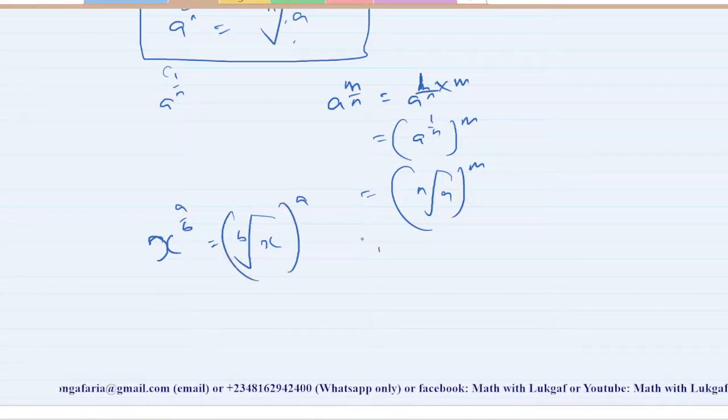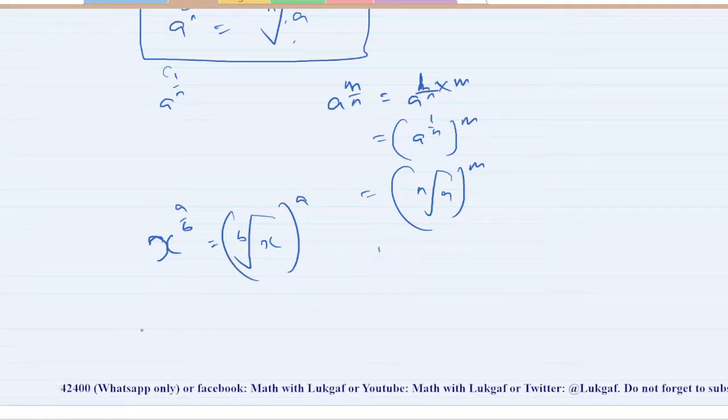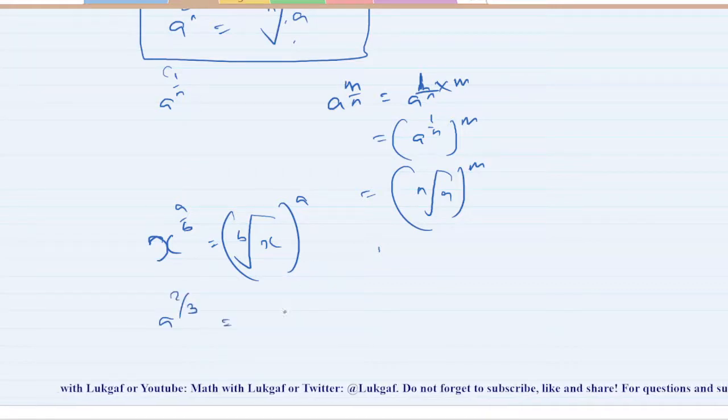B root of x, everything raised to power a. Do you understand now? Likewise, when you have a raised to power 2 divided by 3, you don't need to stress yourself. That will give me cube root of a, everything raised to power 2.